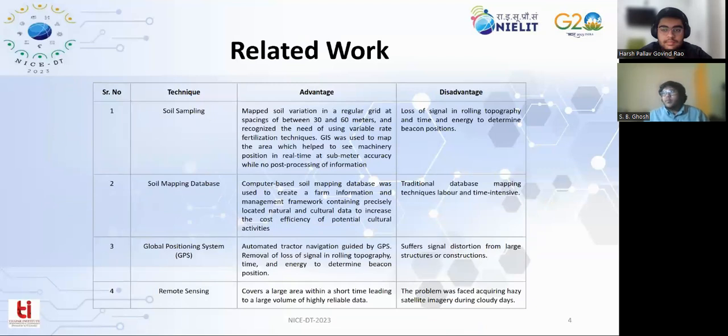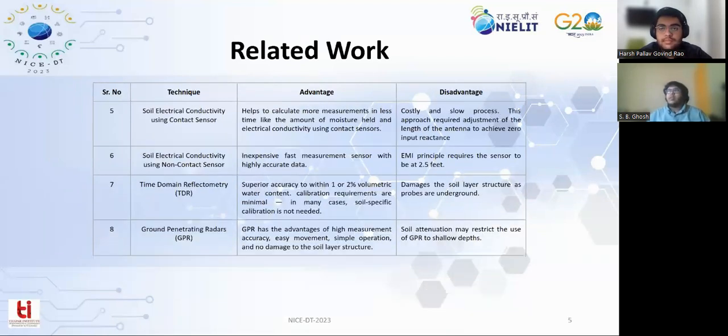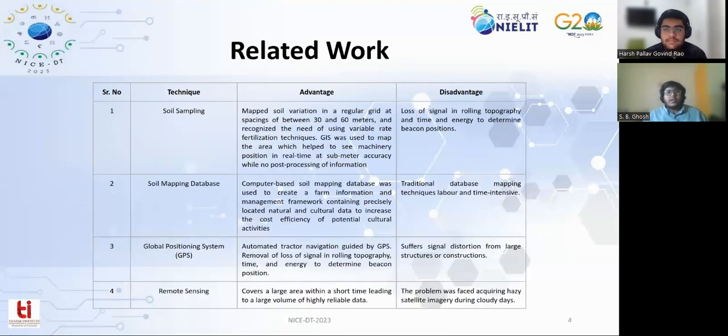So there have been a lot of related works, ranging from soil sampling, soil mapping databases, global positioning system, remote sensing, soil electrical conductivity using contact sensors, soil electrical conductivity using non-contact sensors, time domain reflectometry, and ground penetrating radars. Most of the techniques were either manual or remote. The manual techniques are very time and resource intensive, and in general, the remote techniques offer less reliability and hence are not really deployable.